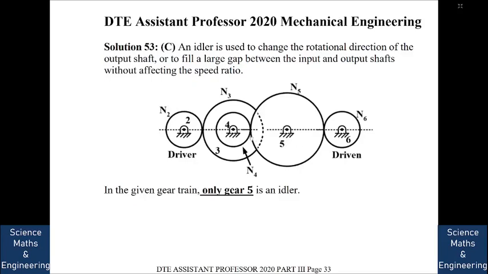Okay. Now, had there been one more gear between 5 and 6, that would have also been an idler. It would have changed the direction, but the speed ratio would not have changed. So next question.